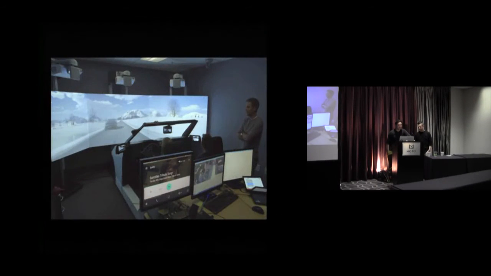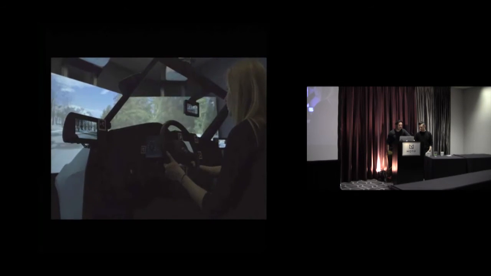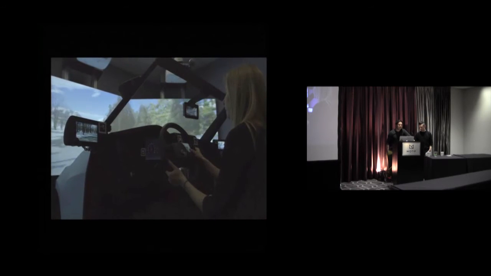We look at different metrics about driving: their lateral position, their longitudinal position, proximity to obstacles and cars. All of this is heavy on the data side, but we analyze it to try and get a good feel for how their driving performance is degraded when they're interacting with Android Auto.